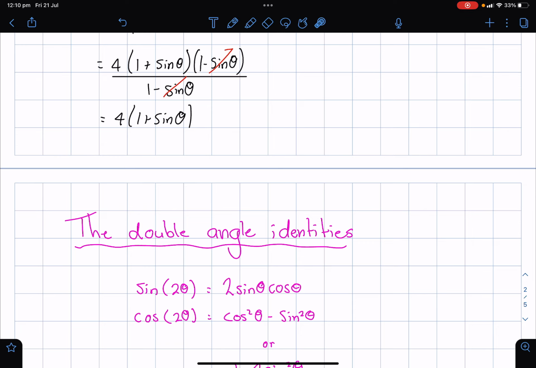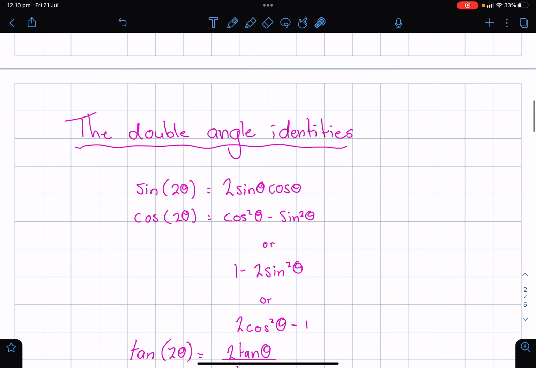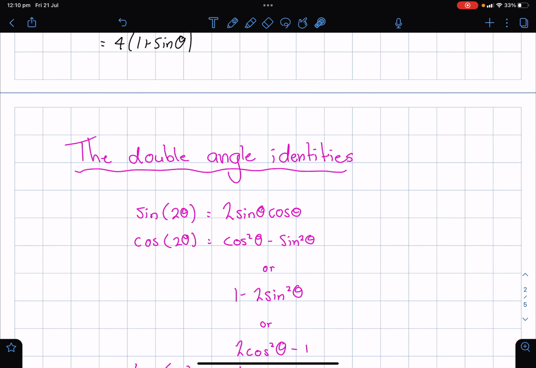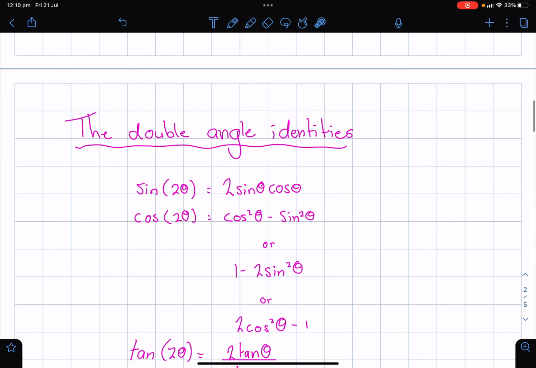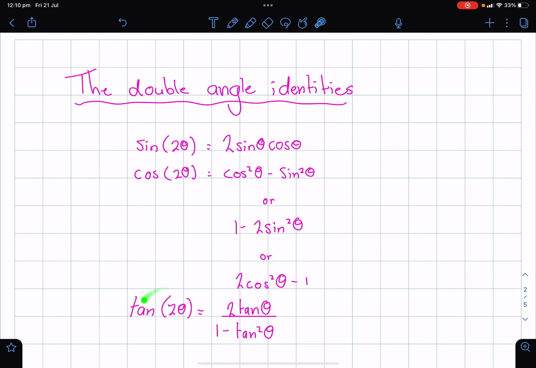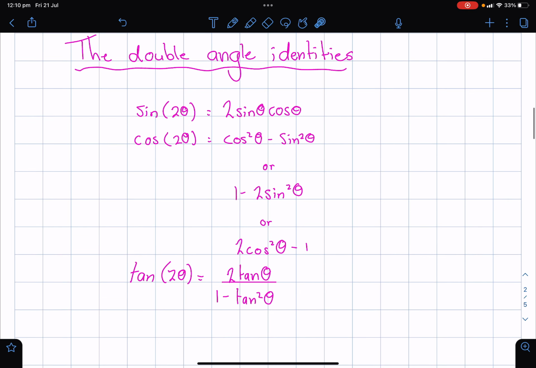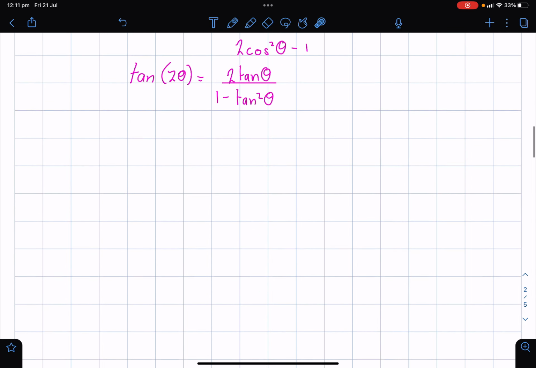The tricky one is cosine of 2 theta. It actually has 3 different options. So you can have cosine squared theta take sine squared theta, 1 take 2 sine squared theta, or 2 cos squared theta take 1. Now, it is up to you to choose the correct one. Can be a bit tricky identifying that to start with, but you'll get better as time goes on. I've also got a tan of 2 theta identity. So tan of 2 theta equals 2 tan theta over 1 take tan squared theta. So we can use these identities to simplify and solve equations. So let's have a look at some examples.